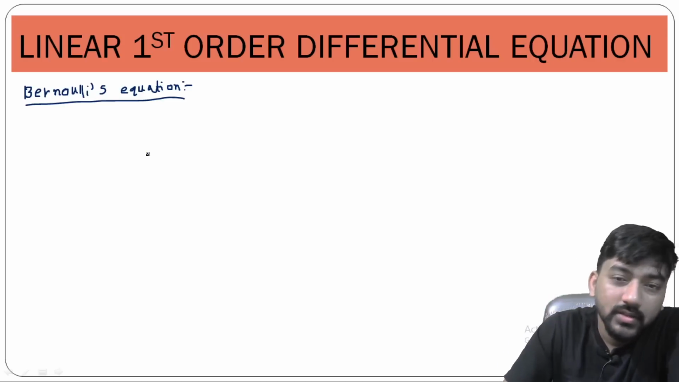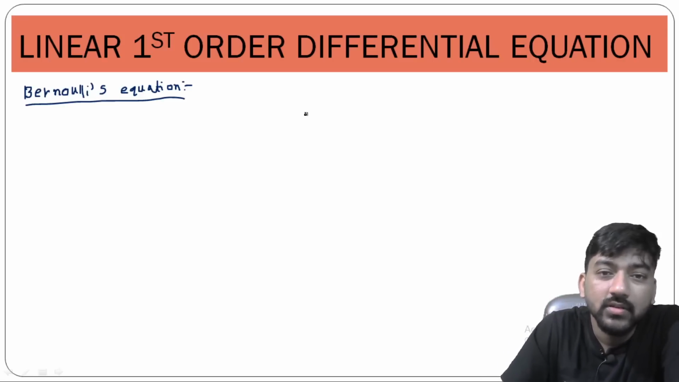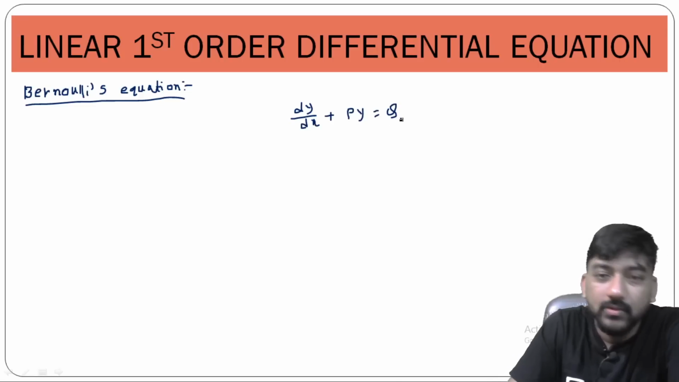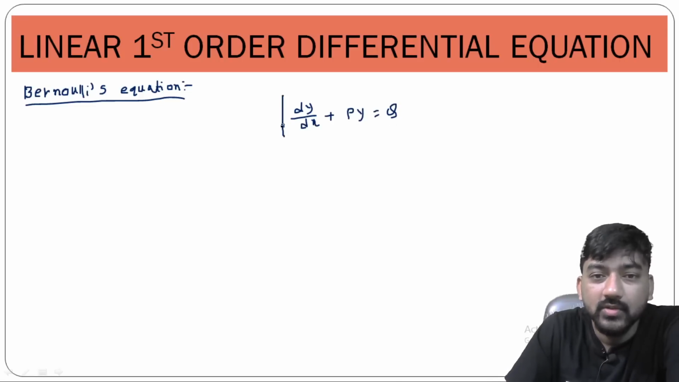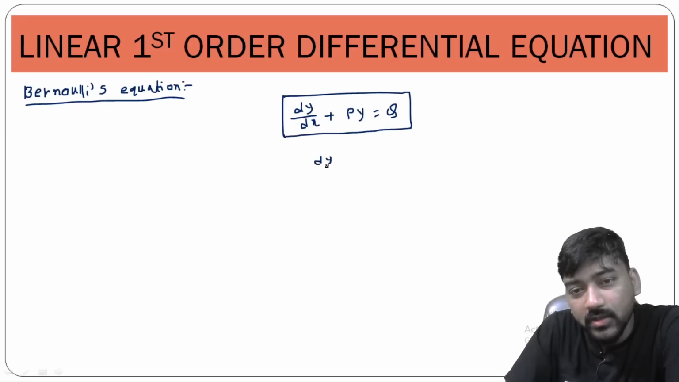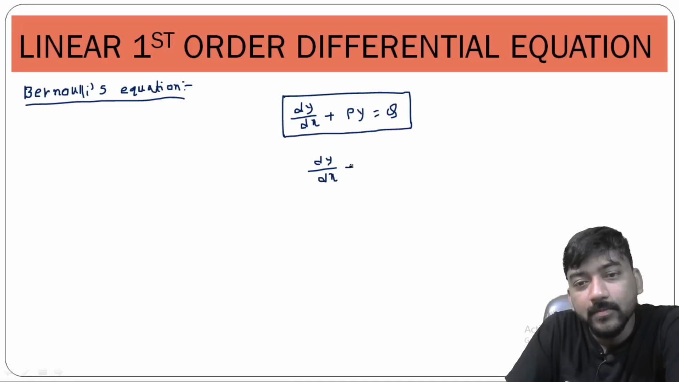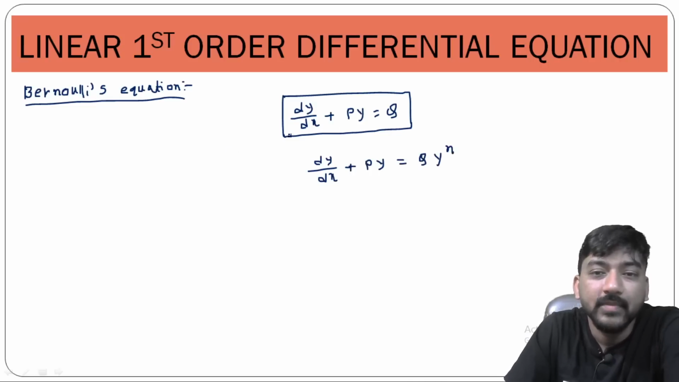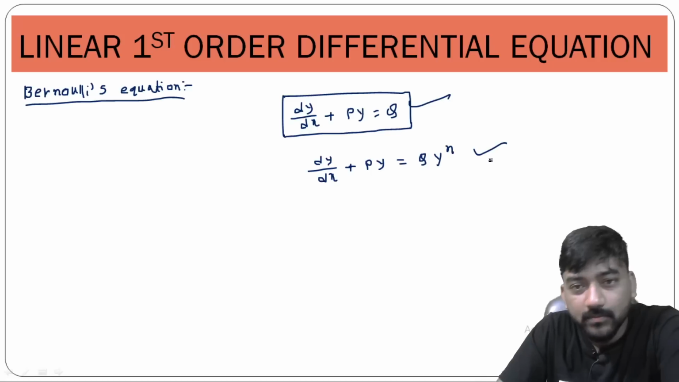What we discussed in the Leibniz equation: the form of the differential equation is dy upon dx plus py is equal to q, where p and q are functions of x. So this is the Leibniz form of the first order differential equation. Now what is the Bernoulli form? Bernoulli's form is dy upon dx plus py equal to q into y to the power n. This is the Leibniz form and this is Bernoulli's form.